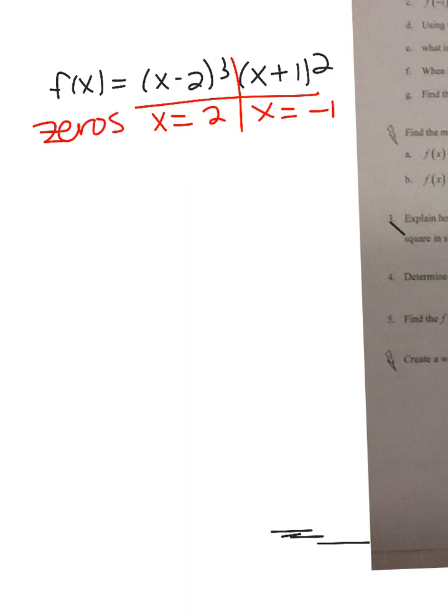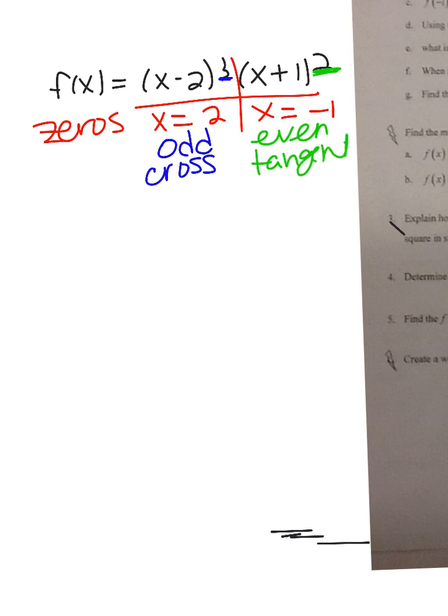Now, for the multiplicity, you look at the exponent of your factor. My exponent here is 3, so it's odd. That means it crosses. And my multiplicity here is 2, so it's even. That means it's tangent. So I have two different multiplicities.